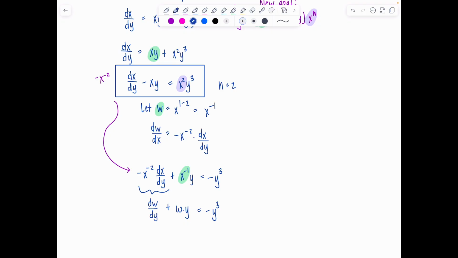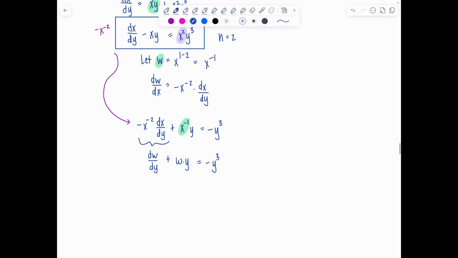Whew. Okay, now let's find our integrating factor. So p of y is y this time, right here. And then no restrictions from negative y cubed. So the interval on which our solution is valid is all real numbers, negative infinity to infinity. Let's get our integrating factor, mu of y, e to the integral of y dy. So it's e to the 1/2 y squared.